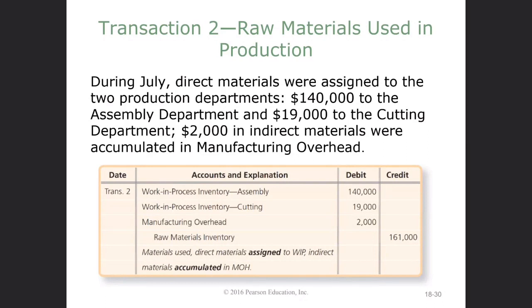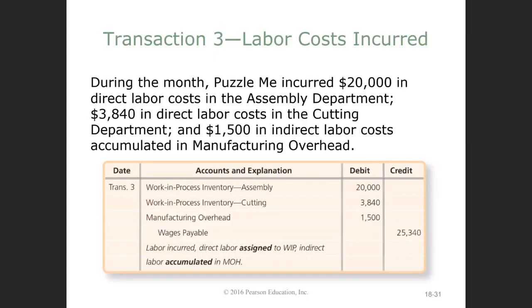So that's just kind of like keywords to help you with figuring out what accounts you're going to be using. Transaction 3: during the month, Puzzle Me incurred $20,000 in direct labor cost in the assembly department, $3,840 in direct labor cost in the cutting department, and $1,500 in indirect labor cost accumulated in manufacturing overhead. So again, we're debiting our work in process inventory assembly, work in process inventory cutting, and our manufacturing overhead account.